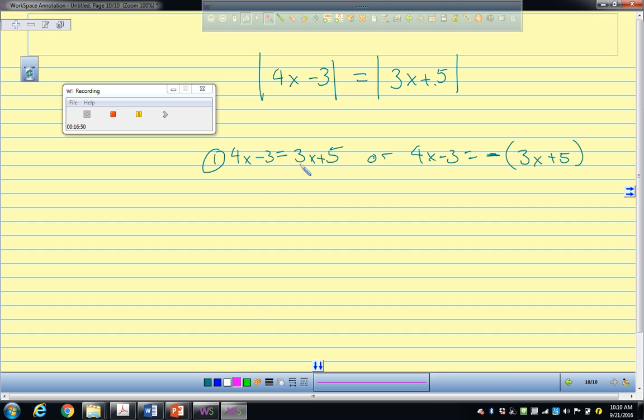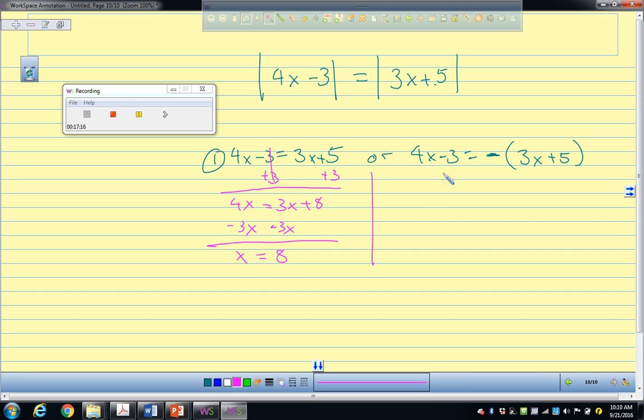Let's just solve this one. What do I do to both sides? Okay, let's first add 3. Add 3. So I get 4x goes away equals 3x plus 8. Then what? Minus 3x from both sides. Minus 3x. So I get x equals 8.